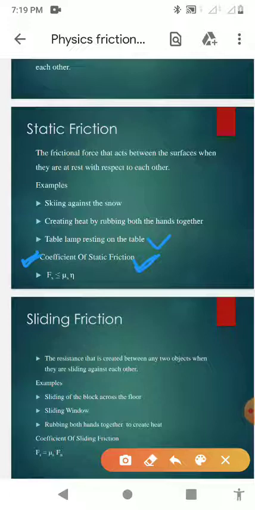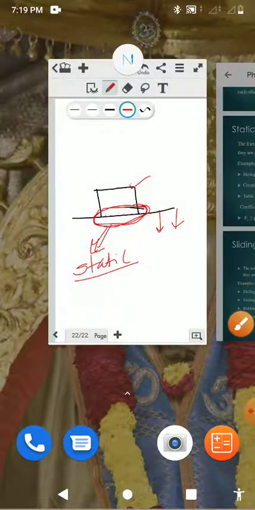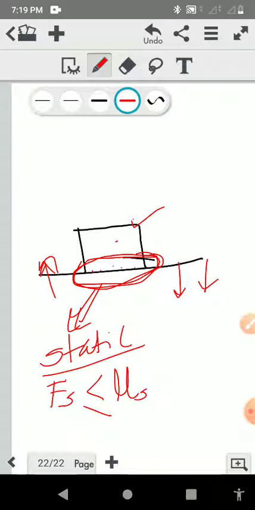And yes, N is the normal force. When we discuss static friction here, this table will always act with a normal force on that particular lamp, isn't it? So this is the normal force. The formula for calculating static friction is less than or equal to the coefficient of friction, denoted by the Greek letter mu, S for static friction, and N or normal force, which is also called Fn. We can write N or Fn.